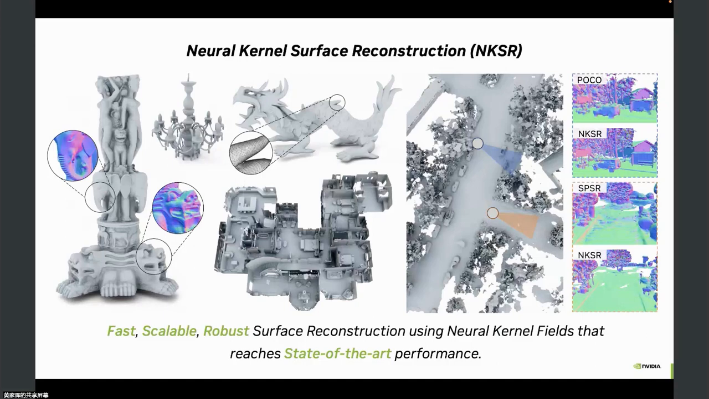Hence, we want to incorporate the advantages of sparsity from the previous work, the Neural Galerkin Solver work, into the Neural Kernel Field paper, and hence we have the Neural Kernel Surface Reconstruction work. This is by far a very fast, scalable, and robust surface reconstruction algorithm, which reaches state-of-the-art performance. We also made the source code publicly available, so feel free to try it out on your own point clouds.